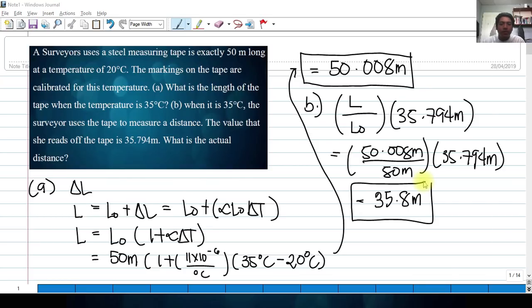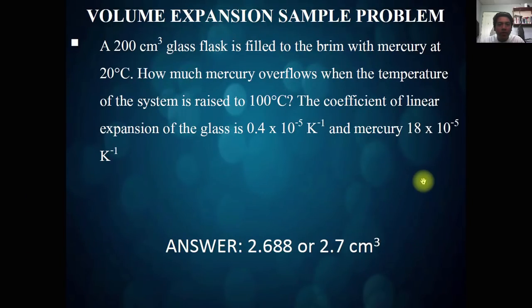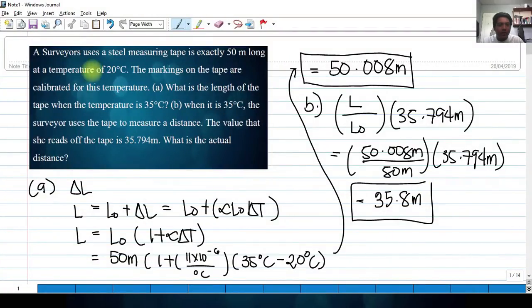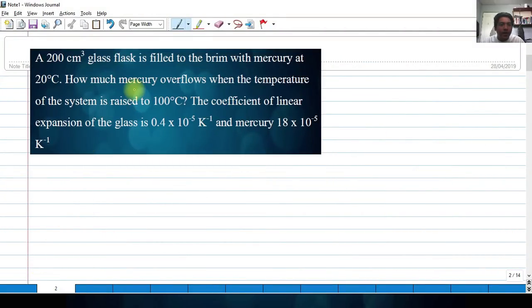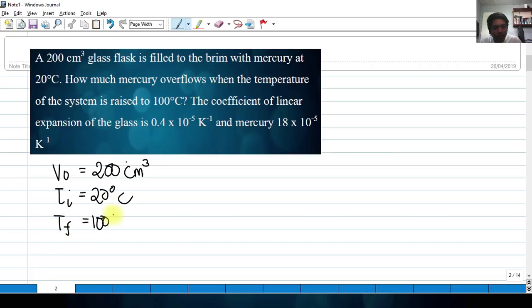Okay, so for our next problem, we have volume expansion. So I copy pasted it here. We have a 200 cubic centimeter glass flask filled to the brim with mercury at 20 degrees Celsius. So we can write the given. We have here the initial volume V naught is 200 cubic centimeters, and the initial temperature T_i is 20 degrees Celsius. How much mercury overflows when the temperature of the system is raised to 100 degrees Celsius? T_f is 100 degrees Celsius.